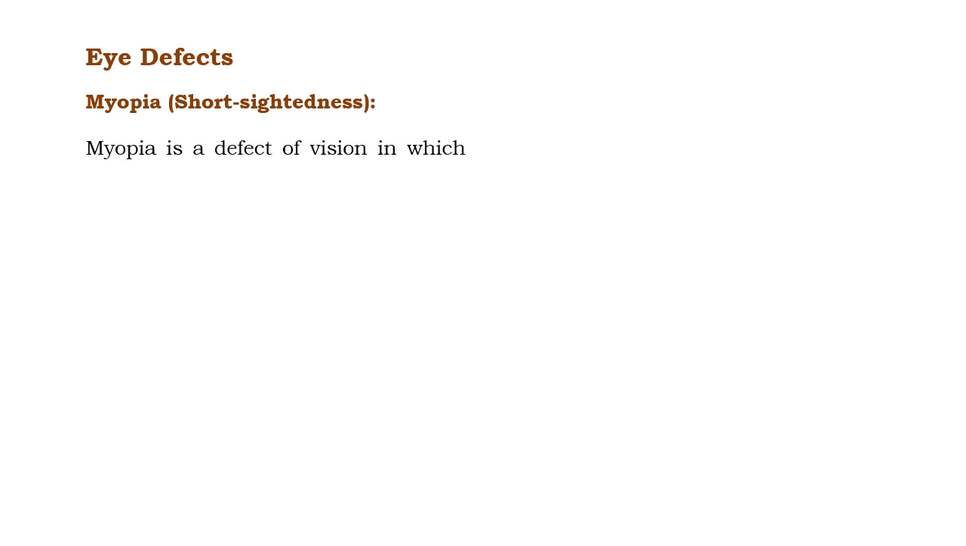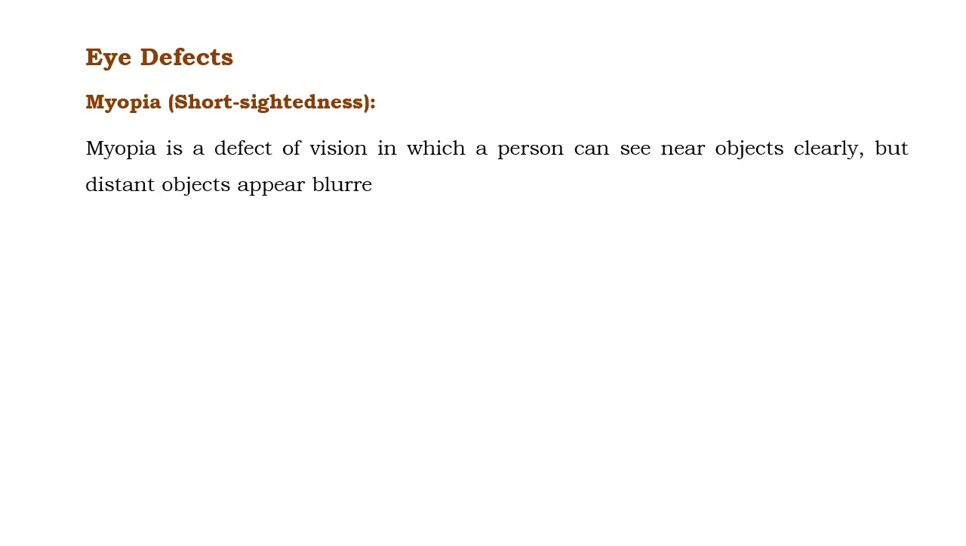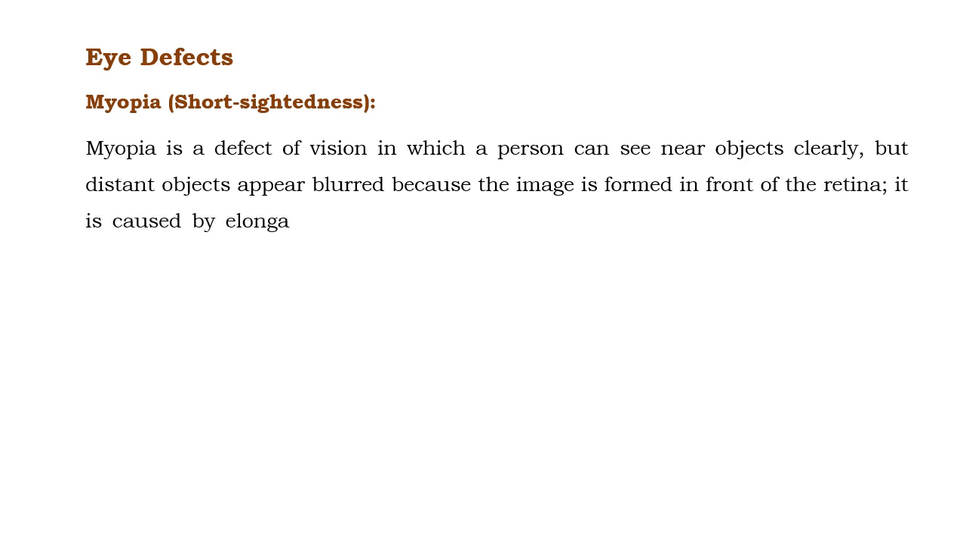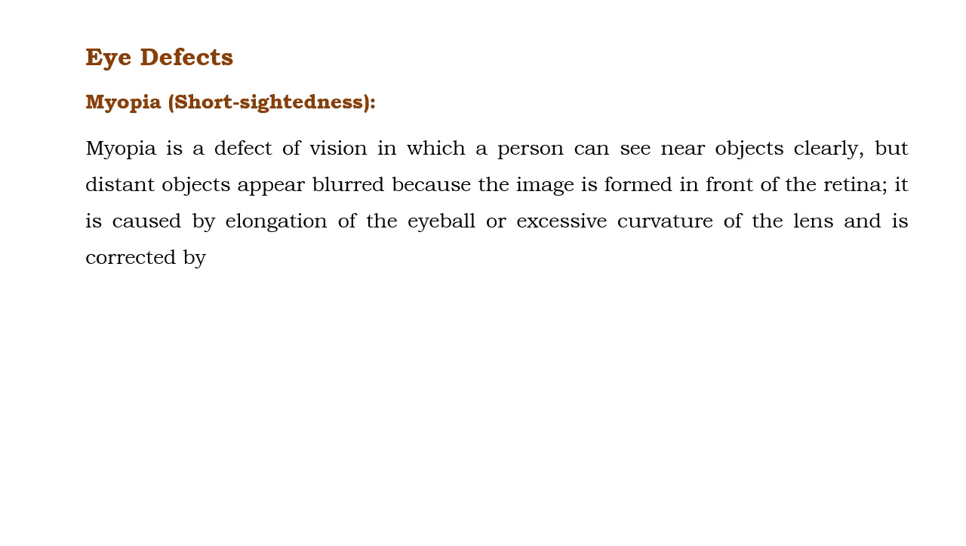Eye defects. Myopia or short-sightedness. Myopia is a defect of vision in which a person can see near objects clearly but distant objects appear blurred because the image is formed in front of the retina. It is caused by the elongation of the eyeball or excessive curvature of the lens and is corrected by using a concave diverging lens.